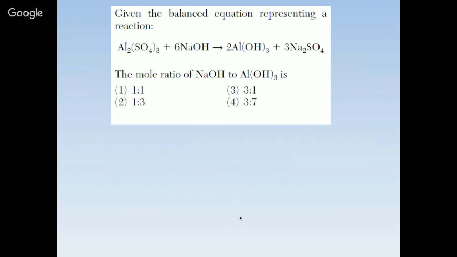Okay, here's another one. This is a mole ratio question. On this one, they're giving us the balanced equation already, and it wants to know the mole ratio of NaOH to AlOH3. So give me a second, think about it.